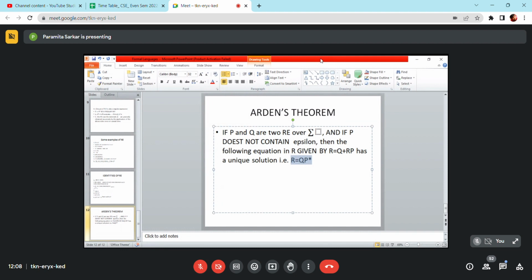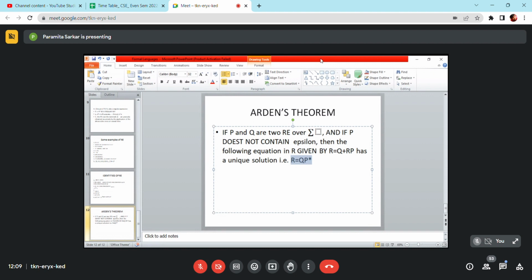You can see that Arden's theorem says that you will get one unique solution of R equals Q plus RP. In this case, you can replace it with one solution, R equals QP star. So according to Arden's theorem, we have to prove that this one solution exists, one and only one solution exists.